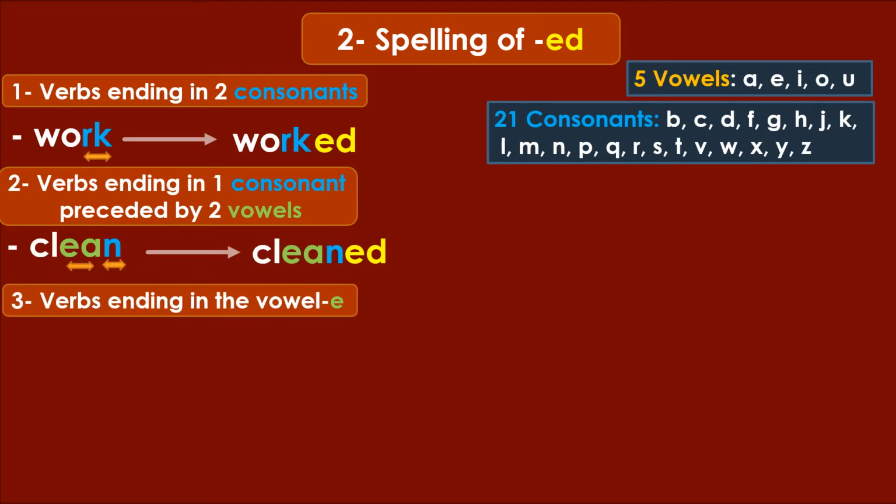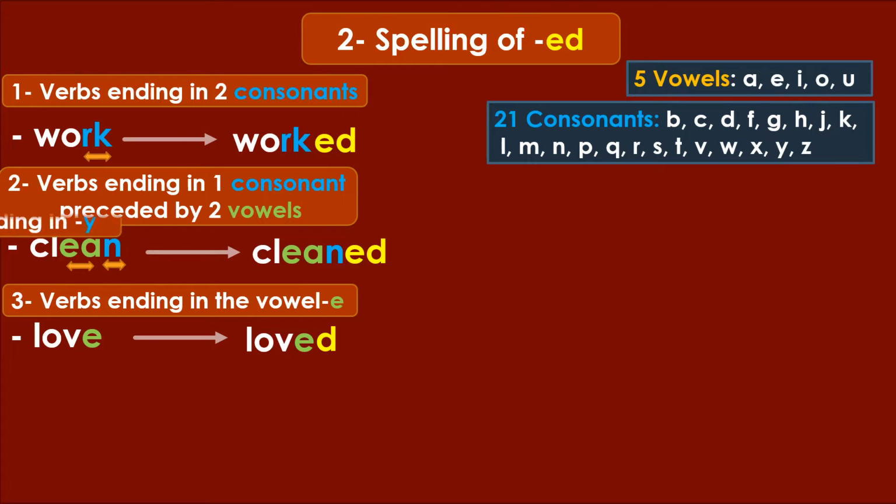Okay, let's have a look at the third case. Verbs ending in the vowel e, like for example the verb love, and simply we add the letter D to the verb. Of course, since it already ends in e, the logic is that we add only D.